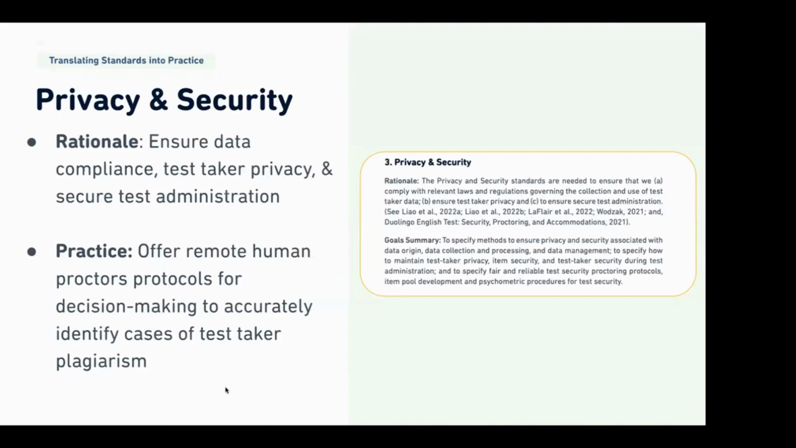And so I want to give an example, and I'll start to close with this example, for privacy and security. So we have a privacy and security standard, and the rationale is to ensure data compliance, test taker privacy, and secure test administration. And one of our practices that we use to translate the standard into practice is to offer remote human proctors protocols or guidance for decision-making to accurately identify cases of test taker plagiarism.